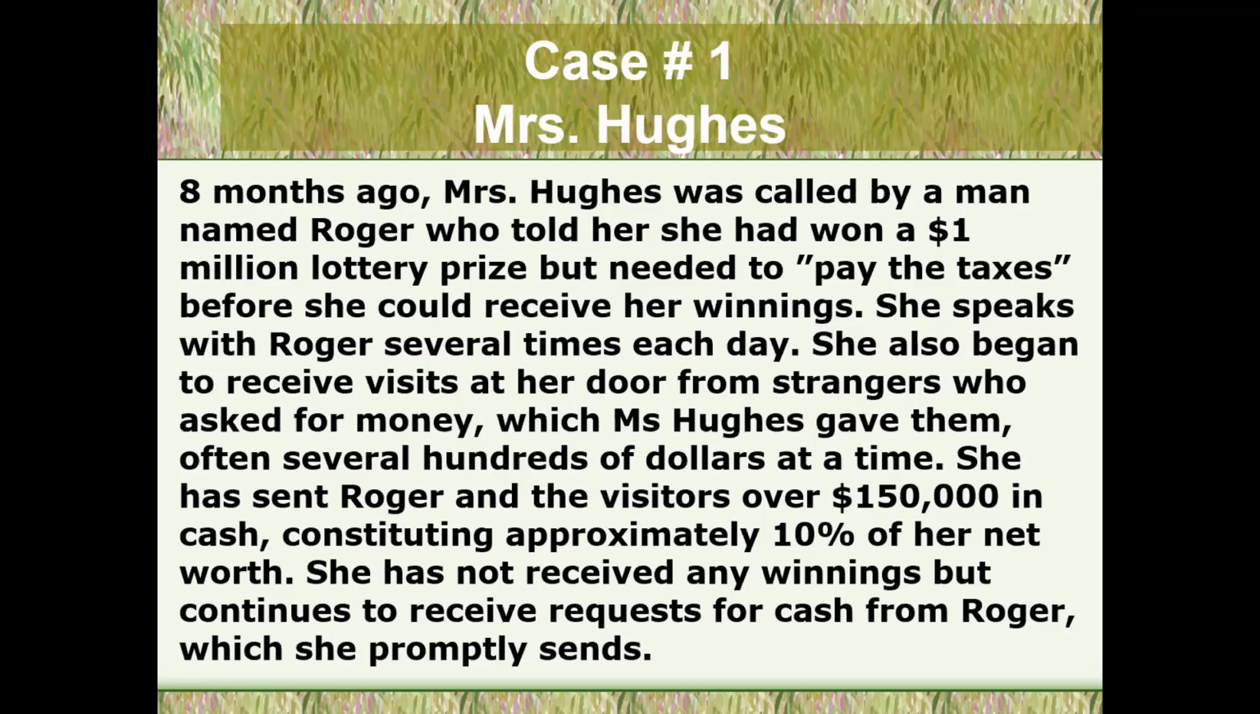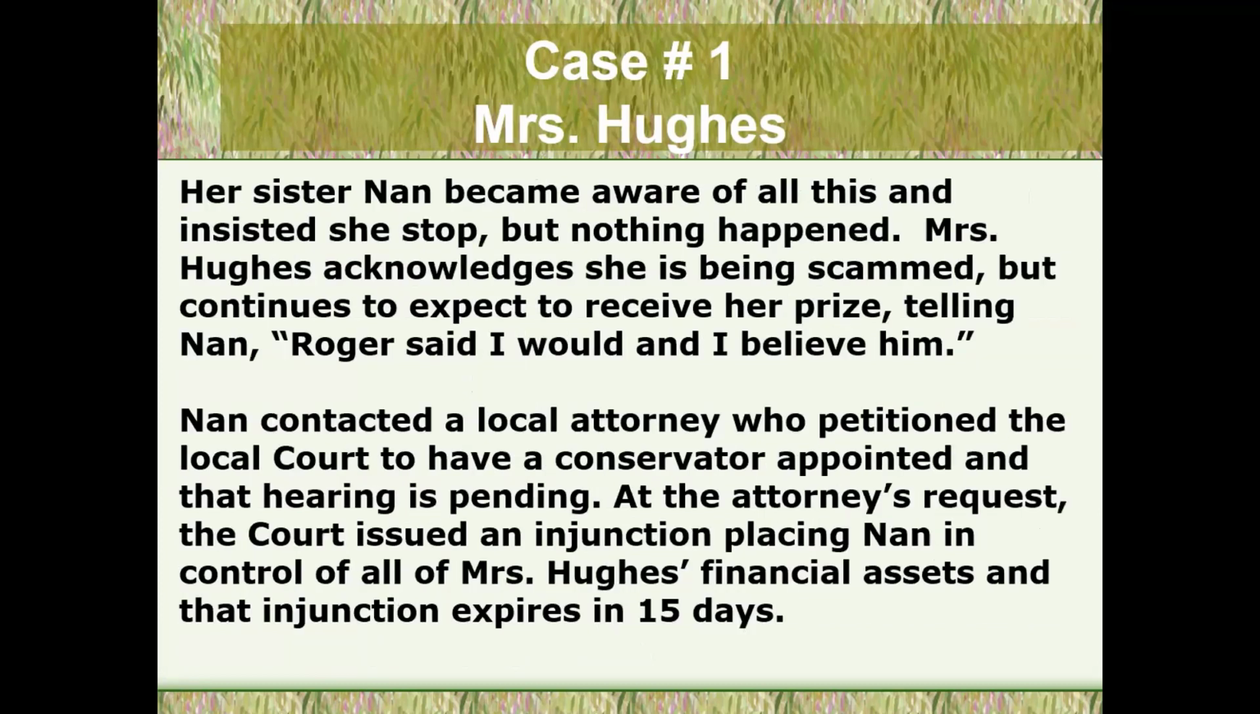So Mrs. Hughes is speaking with Roger, and remember, this has been going on 8 months. They talk several times a day. At the same time, she also began to get visits at her door from people she didn't know who were asking for money. And she gave them money, often several $100s at a time. Over the past 8 months, she sent Roger and these door visitors over $150,000 in cash, which is about 10% of her net worth. No surprise, she's not yet received any winnings, but she continues to get requests for cash from Roger, which she promptly sends. Next slide, please.